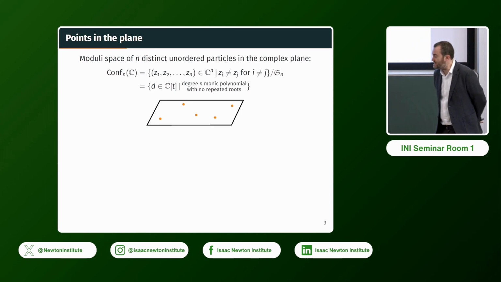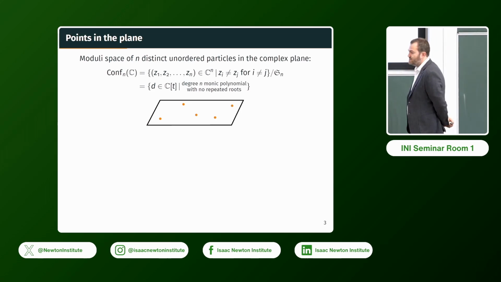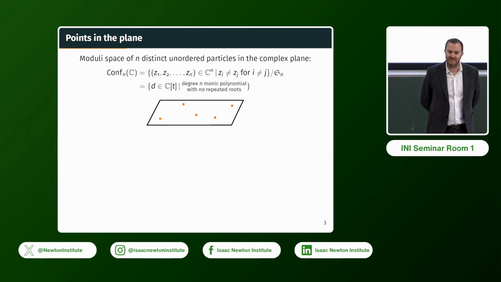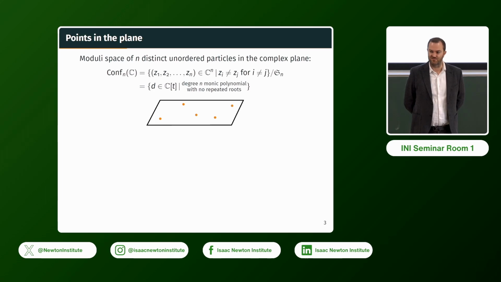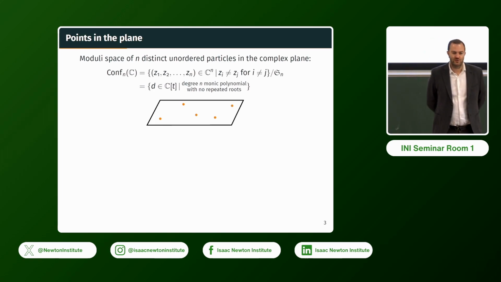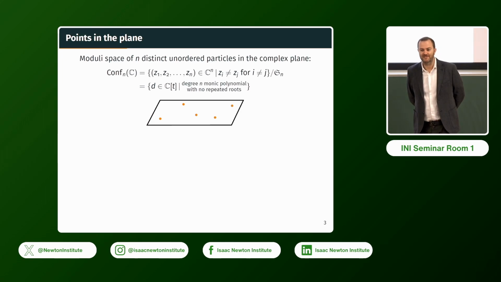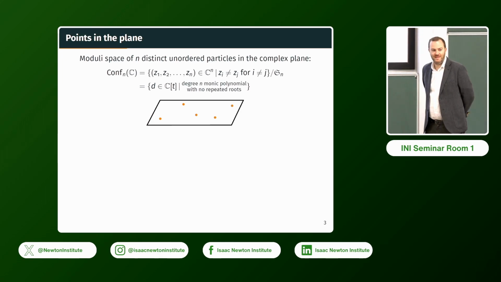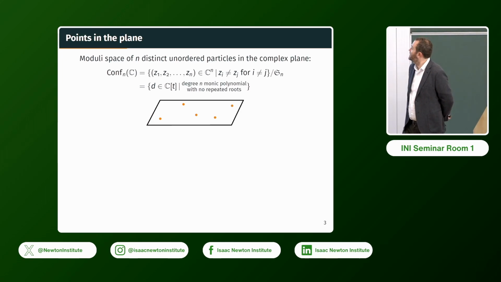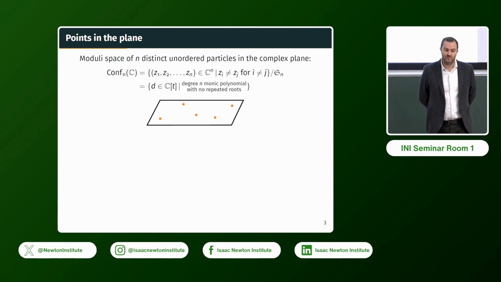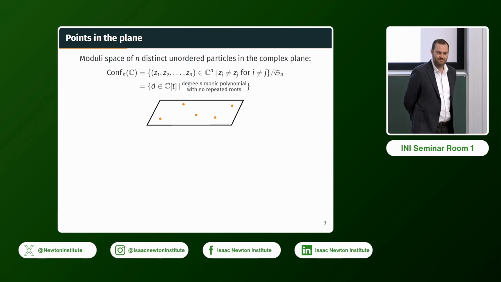Okay, so to give you a set of n points in the plane which are unordered, one way to encode that is to give you a polynomial that has those points as its roots. And when I do that, they're not ordered, right? So that's a good way to encode the fact that they're not supposed to be ordered. So it's exactly the same to give you n points as to give a degree n monic polynomial with no repeated roots. It's exactly the same.